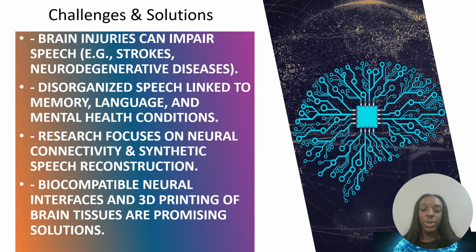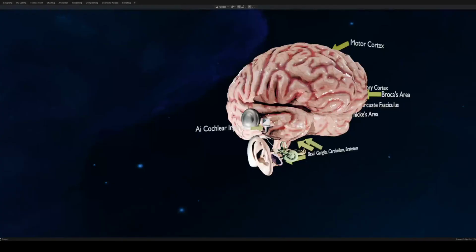So to fix this, researchers are working on things like biocompatible neural interfaces and 3D printing brain tissue. These can help rebuild connections or even simulate how neurons fire, which could restore speech or give people with paralysis the ability to communicate again.